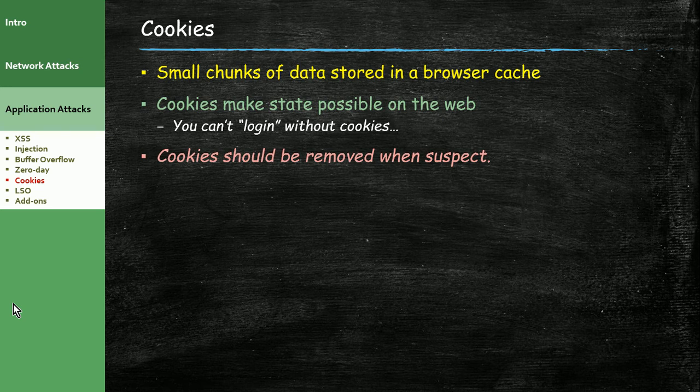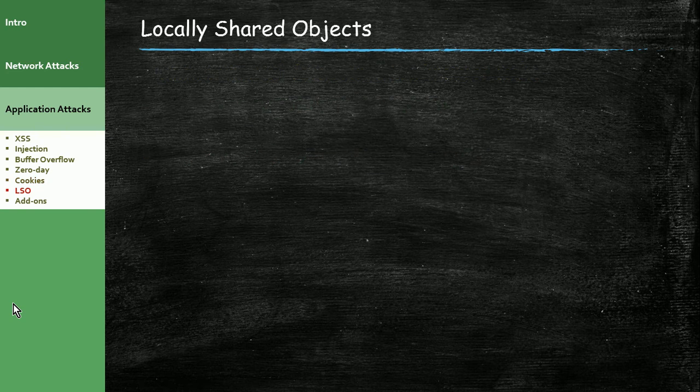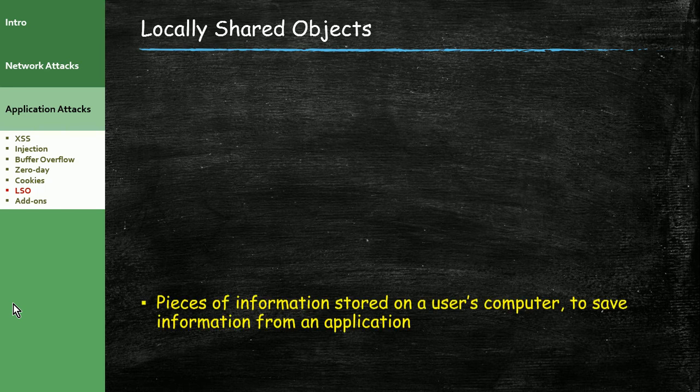But cookies can be used against us. We should remove them if we suspect that the cookies are illegitimate or if they're a part of some sort of attack. And likewise, cookies are really one category of locally shared objects.